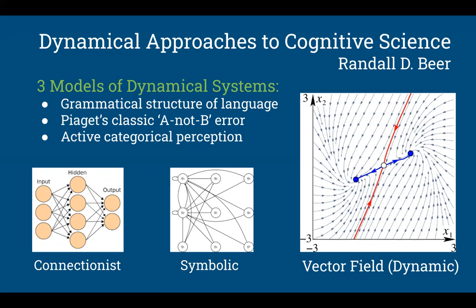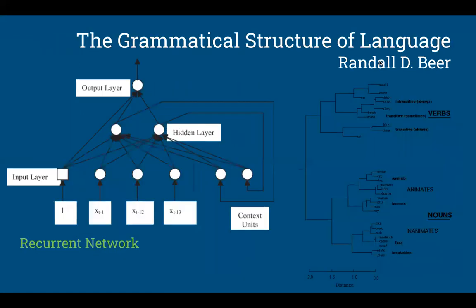So the first dynamical system that Beer looks at is the grammatical structure of language. Language is often seen as a strong argument for symbolic approaches to cognition. However, language understanding and production are basically temporal events with each word leading towards the next. This is why language works so well for dynamical modeling, as it can be used for a wide variety of different models, including models of the temporal structure of speech, perception, and production, abstract models of grammatical structure, and other models like a vector field.